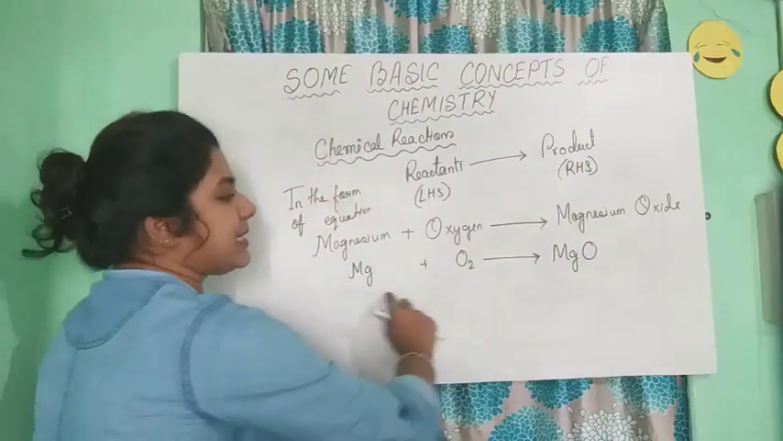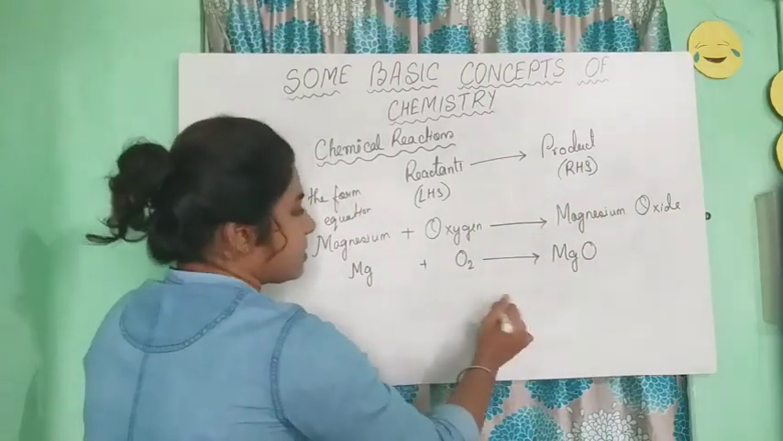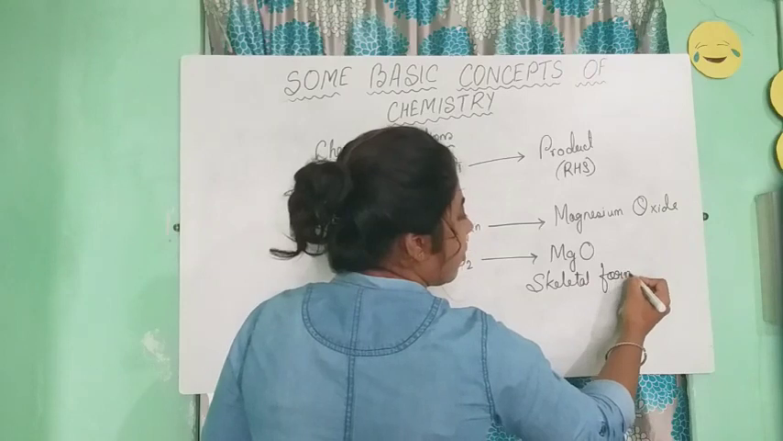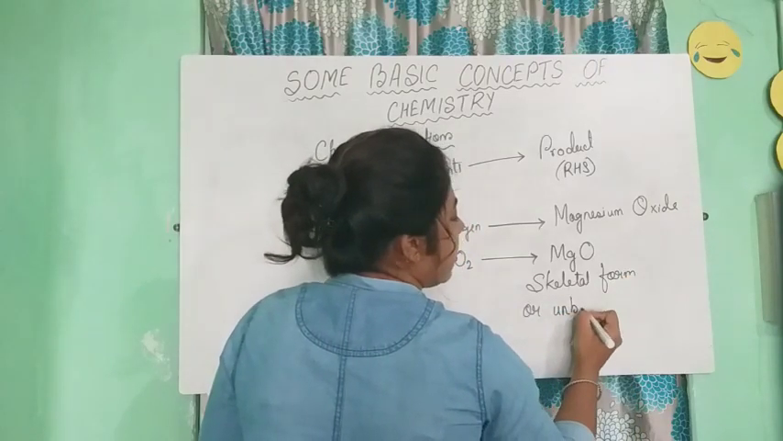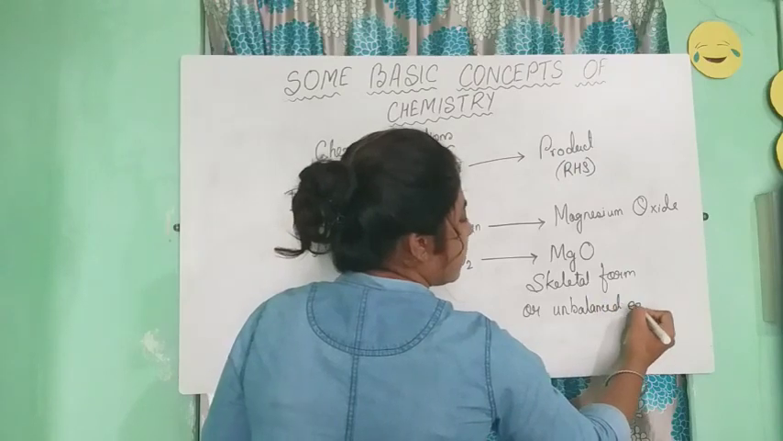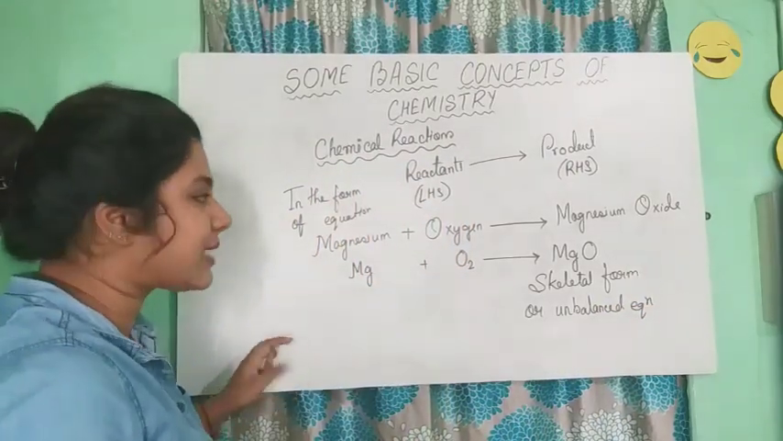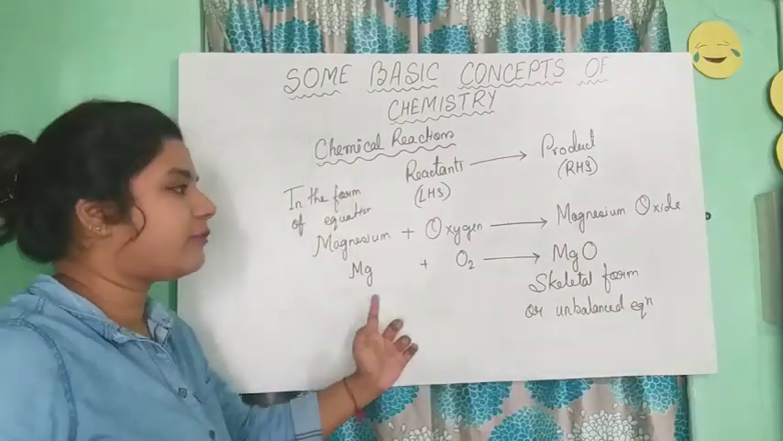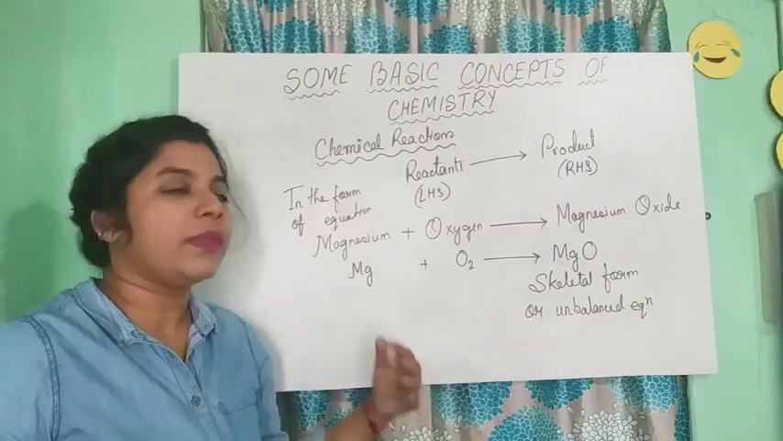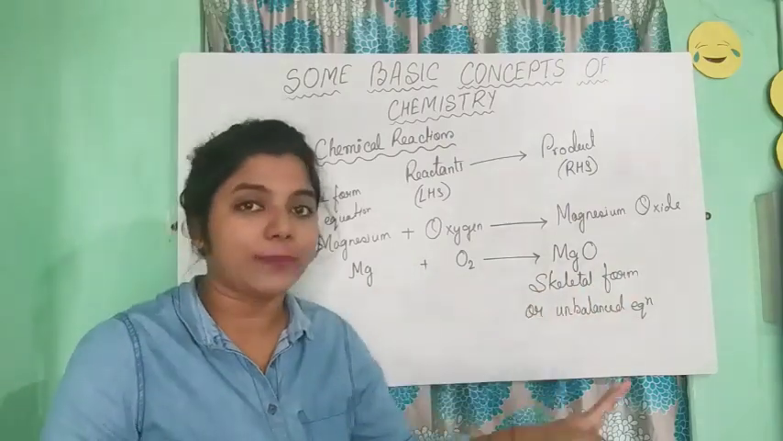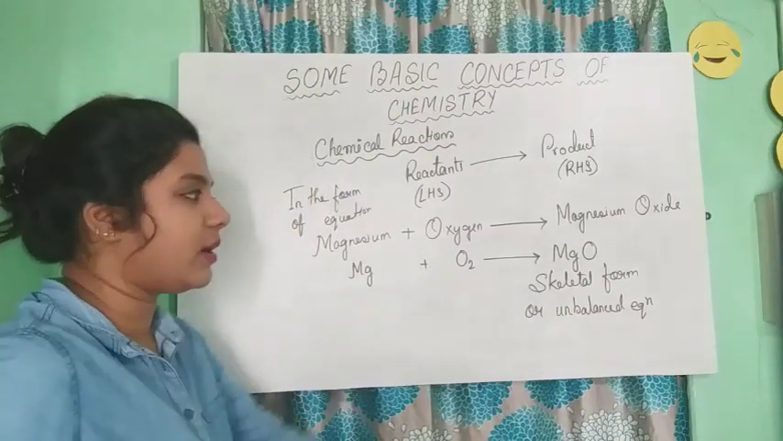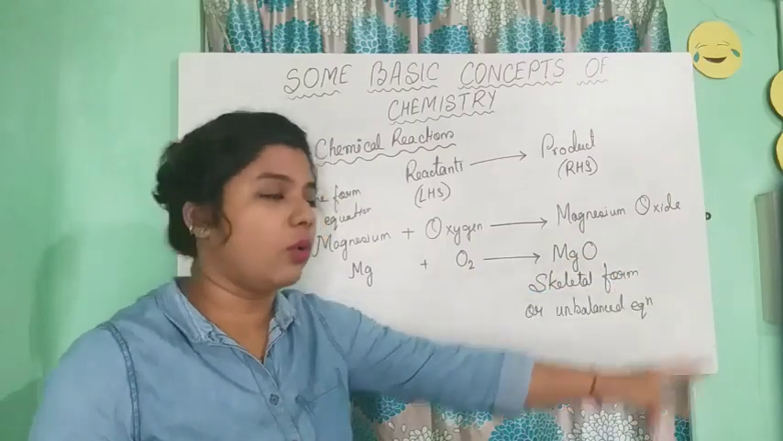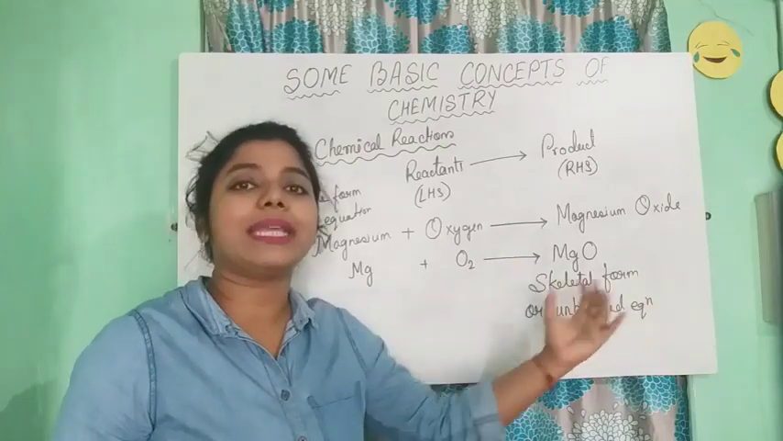Now you see this is the skeletal form, this form is known as the skeletal form, or we can also call it the unbalanced equation. Why skeletal or why unbalanced? Because you see, the number of atoms on your left hand side and right hand side do not match. Here there is only one magnesium, here is one magnesium, here there are two oxygen, here it's one oxygen. Do the number of atoms match? No. So that is why we write it as skeletal form or the unbalanced equation.